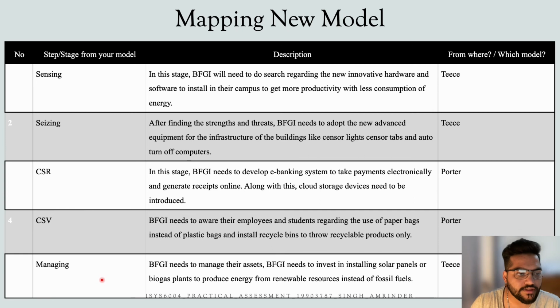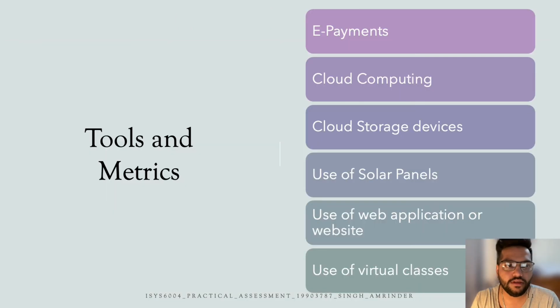And the last one is managing. So at the last stage, BFGI needs to manage their assets. They need to invest some money in particular assets, which will give benefits to them in the long run. Like use of solar panels will save energy and reduce the electricity bills also. And all these solar panels and biogas plants will use renewable sources instead of non-renewable sources like fossil fuels and use of plastic or anything else.